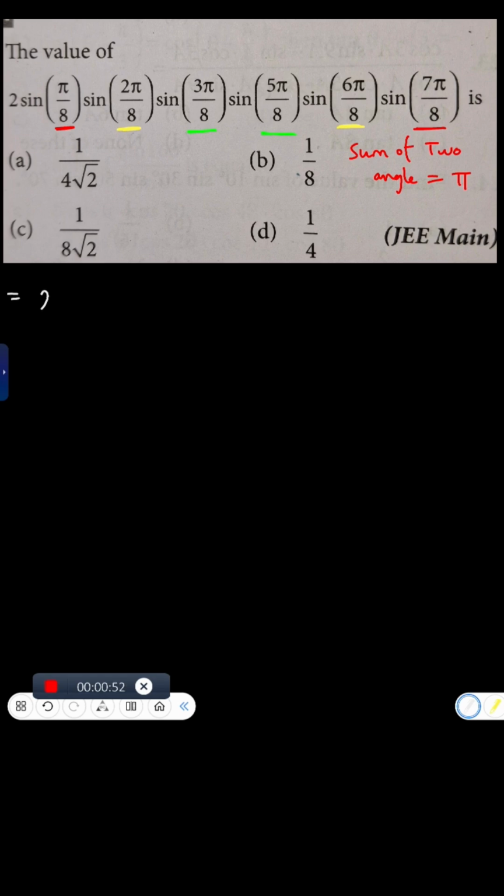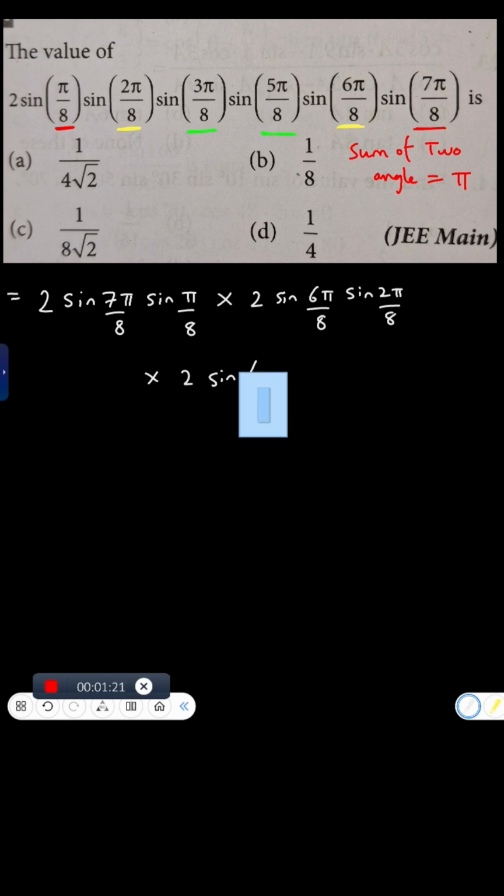So this is going to be 2, and we are going to write it as 2 sine. I'll make a group of 7 pi by 8 and sine pi by 8. I want again 2, so I'll write this as 2 sine. I'm writing the larger angle first in the group, so 6 pi by 8 into sine 2 pi by 8, into 2 sine 5 pi by 8 into sine 3 pi by 8.